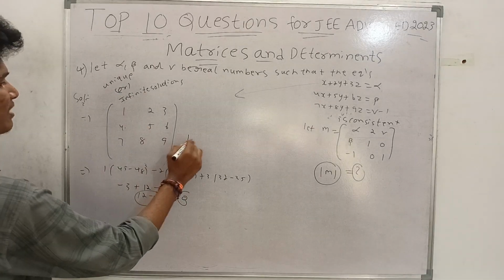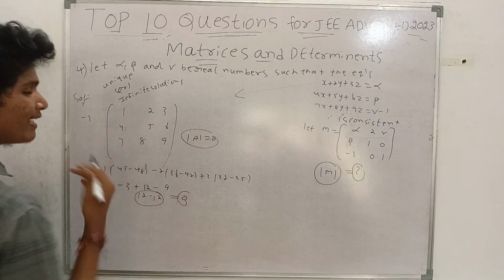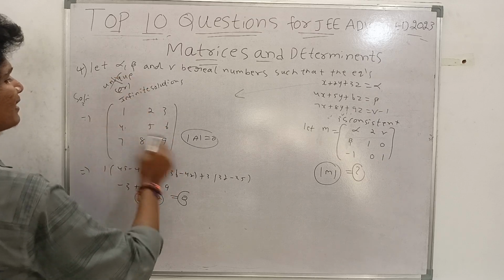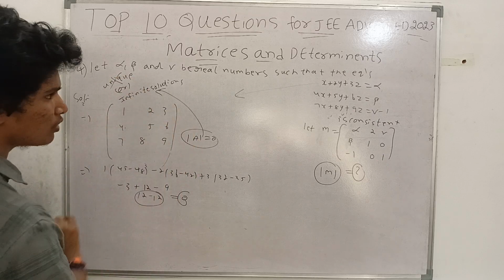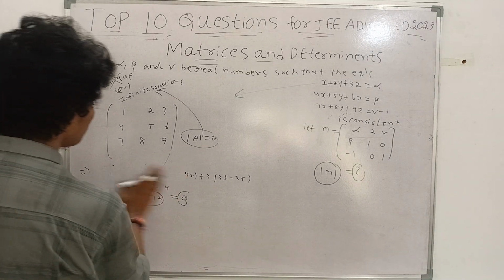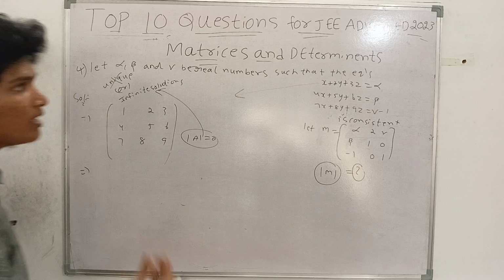So when the determinant is equal to 0, what can we get from this? When the determinant is 0, the solutions are not unique. These solutions are infinitely many solutions. So the first thing is clear. And also, it is obvious.